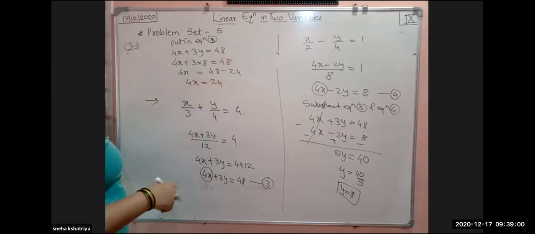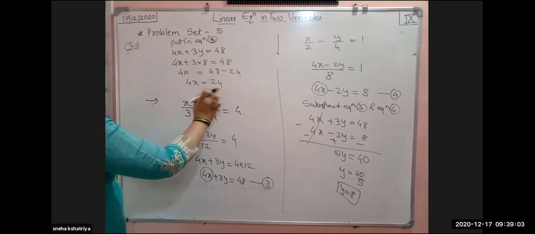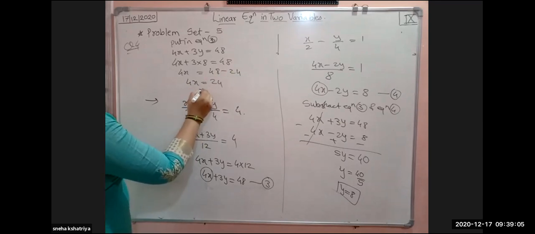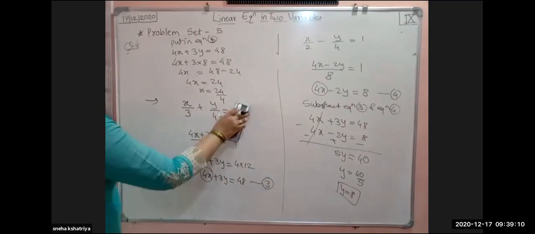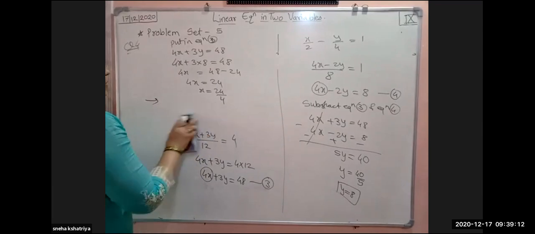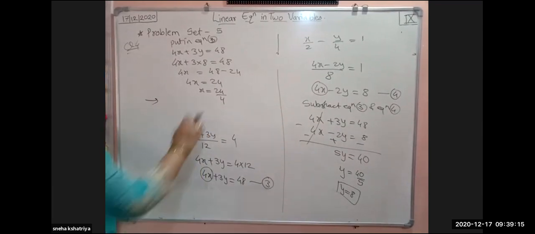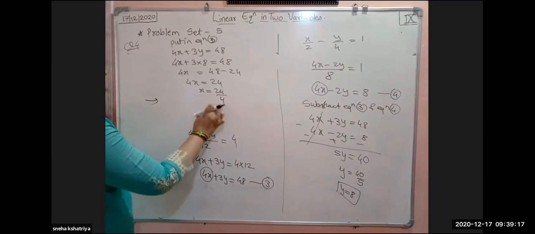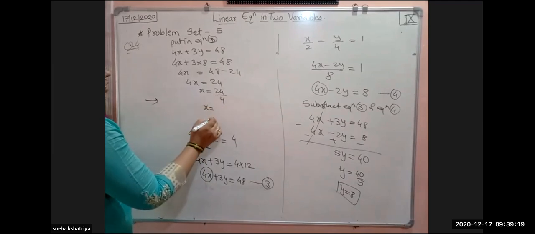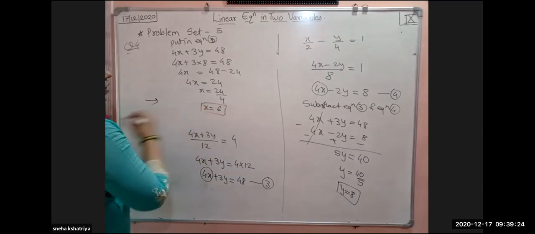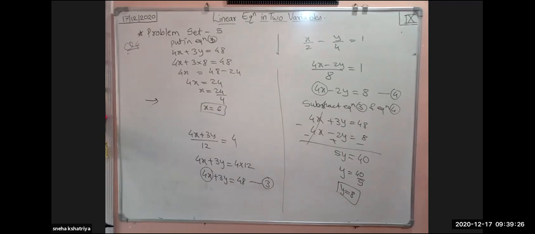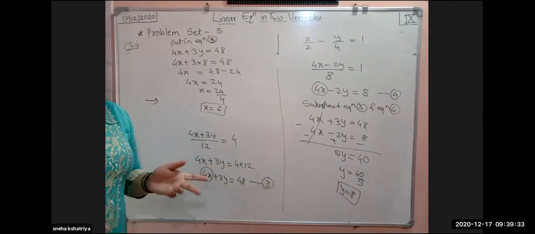48 minus 24 is 24. So 4x is equal to 24. So what is the value of x? x is equal to 24 divided by 4. The 4 that multiplies x moves across and divides 24. 24 divided by 4, simple calculation. So you get the value of x as 6. 4 sixes are 24. Okay. So the values of x and y are 6 and 8.